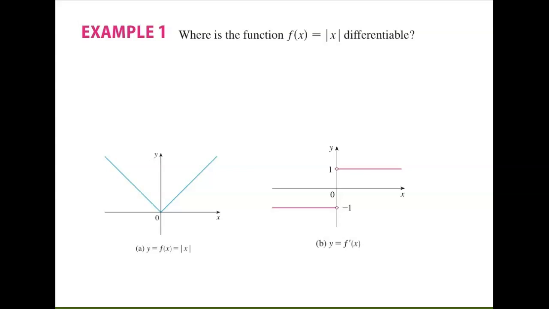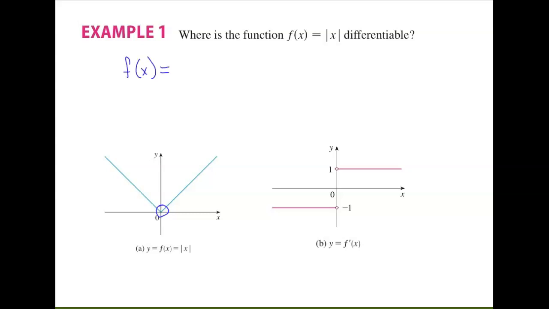So where is the function absolute value of x differentiable? Well, there's really only one point that we need to worry about it not being differentiable, and that's going to be at the vertex. So an absolute value function like this is really just made up of two linear functions pieced together. So I can rewrite it as a piecewise function like this.